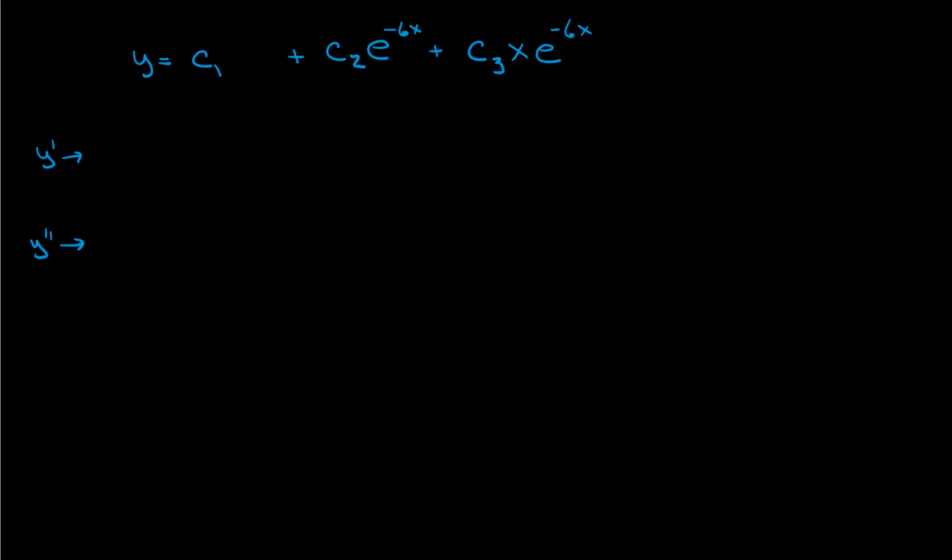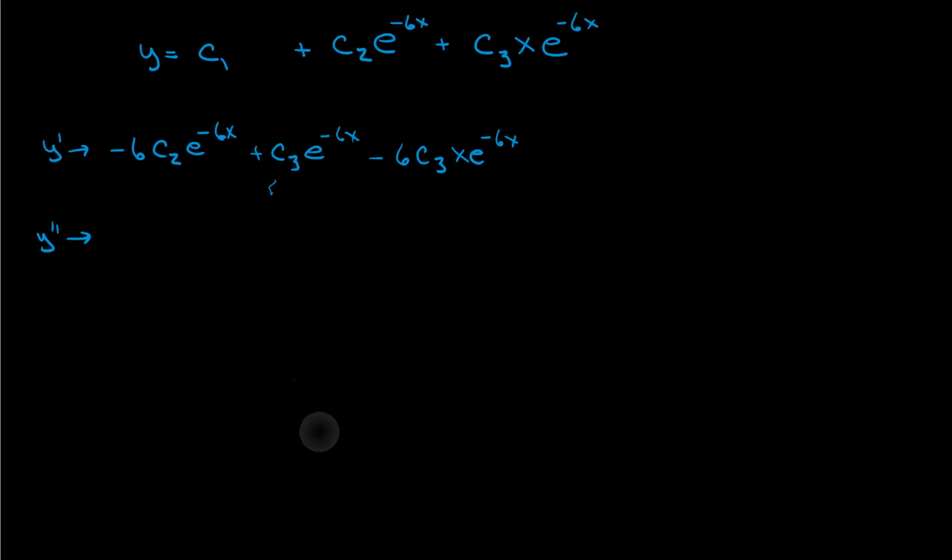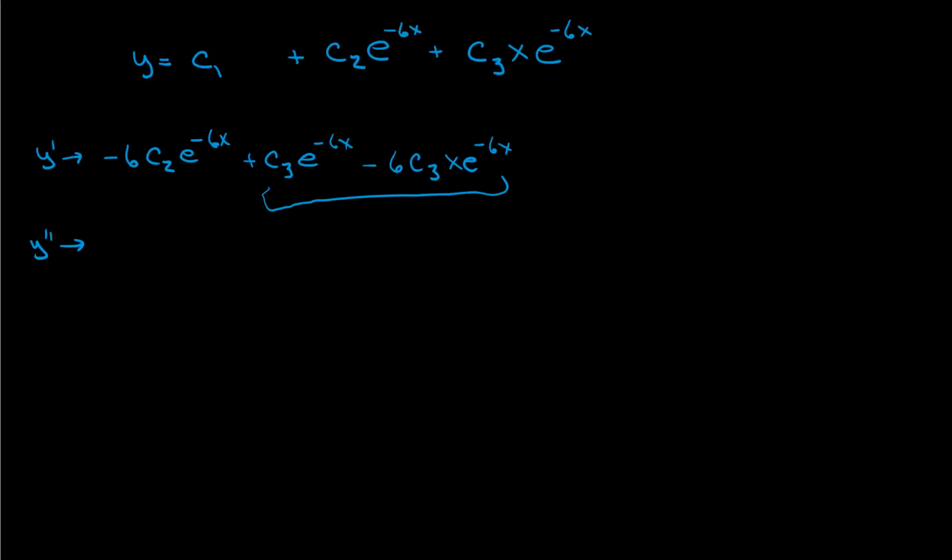So when I compute its derivative, I'm going to have a negative 6 C2 e to the negative 6x. Then the derivative of this third term is a product rule. So it's going to be plus C3 e to the negative 6x minus 6 C3 x e to the negative 6x. When I computed this using the product rule, I first took the derivative of x, which gave me C3 e to the negative 6x. Then I took the derivative of the e to the negative 6x. Okay, so there's my first derivative.